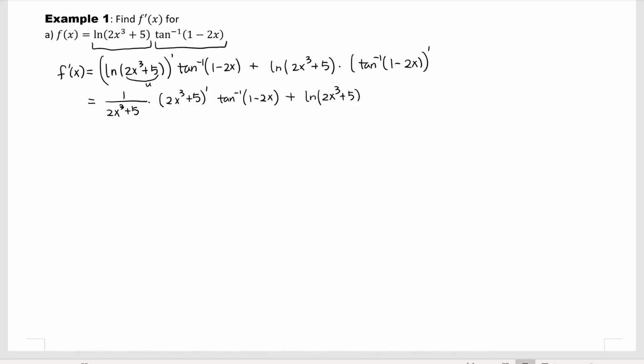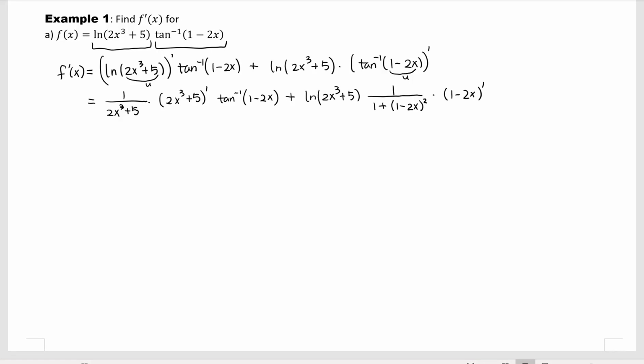Okay, and what is the derivative of arctangent? U. You see this is not x, then it's like a chain rule. Okay, we let the inner function be u. The derivative of arctangent, try to memorize that. So that is 1 plus u squared, where u is 1 minus 2x squared, times u prime.